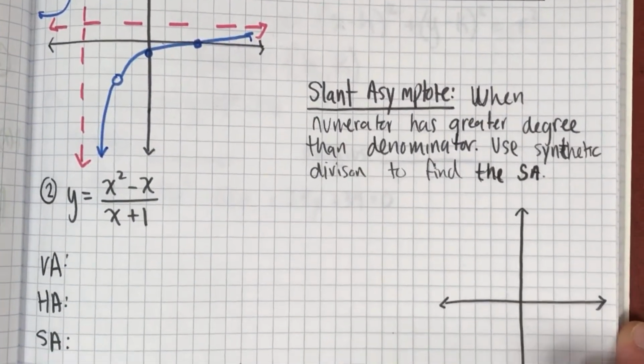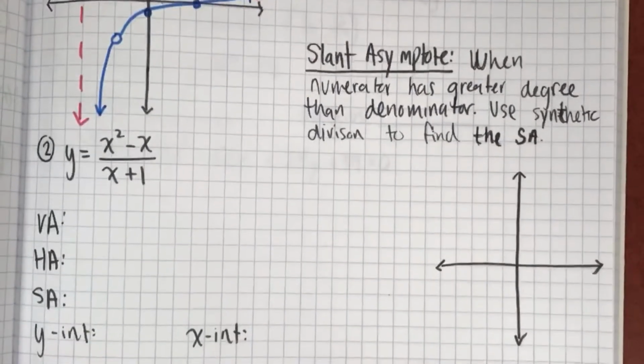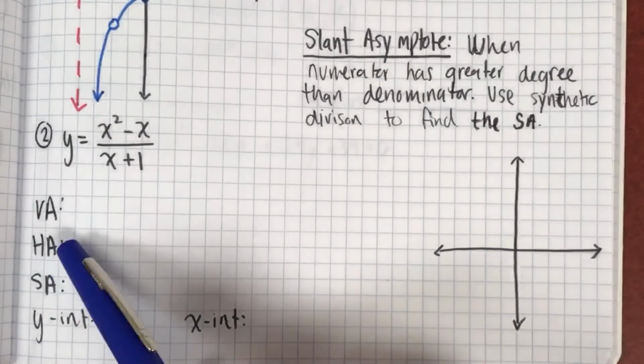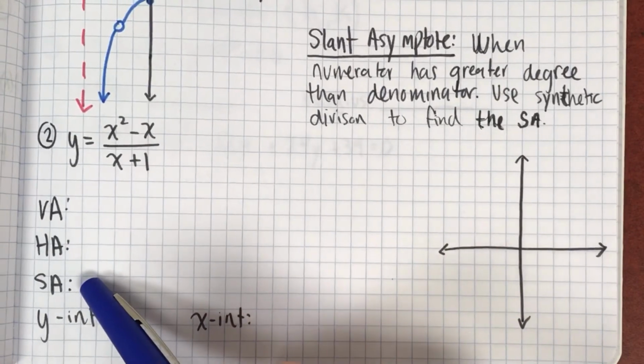All right, a slant asymptote. This occurs when a numerator has a greater degree than a denominator. When that happens, we're going to use synthetic division to find that slant asymptote. When the numerator is bigger than the denominator, we do not have a horizontal asymptote. So if you see that we have no horizontal asymptote, chances are we probably have a slant.